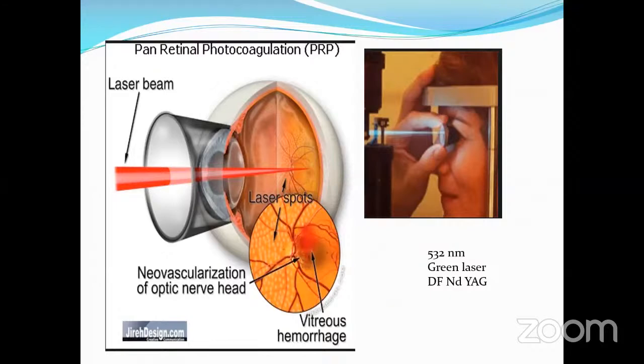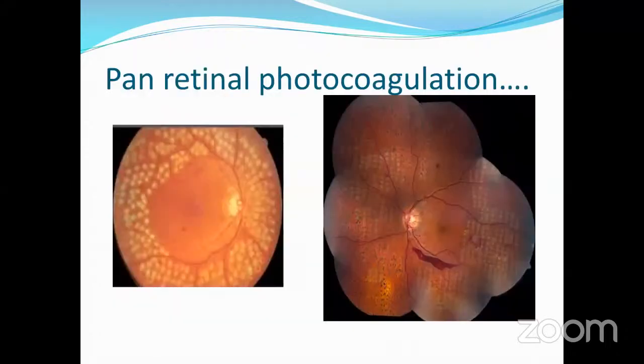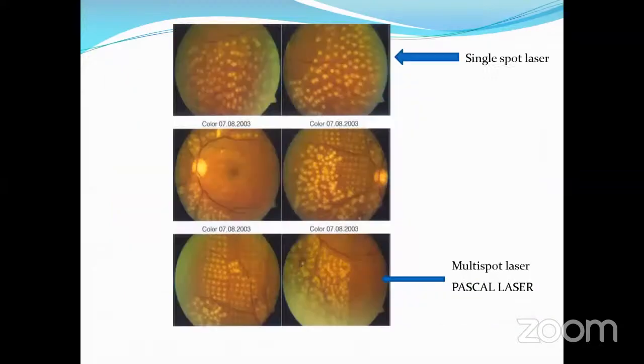The central posterior pole is left alone because anything that harms the central retina will reduce the vision. But even this will affect the visual field and give a tubular vision. This is the pan-retinal photocoagulation. You photocoagulate around the posterior pole, and the posterior pole is left alone. Now this is a single spot laser, so each spot is done, or you can use a Pascal laser with multiple spots.